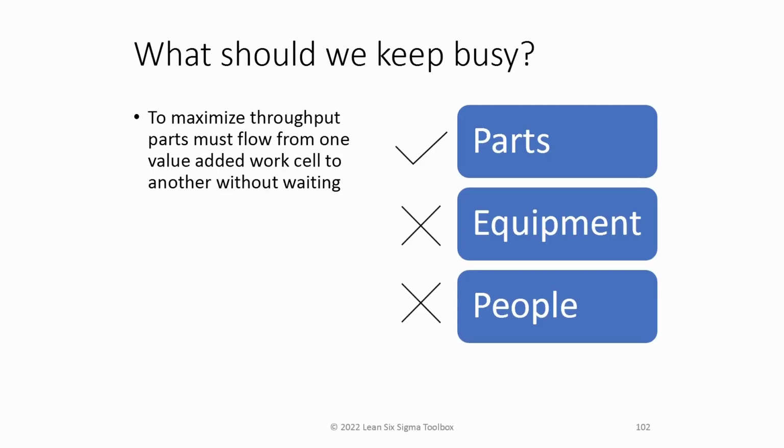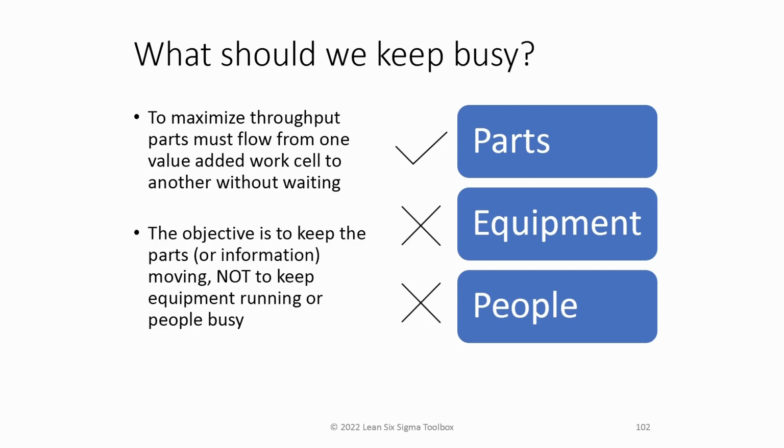I know that factory is running inefficiently and that their cost per unit is way higher than it needs to be, simply because the parts are sitting and waiting and not moving forward. So to maximize your throughput, you need to make sure parts are flowing from one step to the next with minimal or no delay between value-added processing. The objective is to keep the parts and nothing else busy. Focusing on keeping people or the equipment busy can really hurt you.